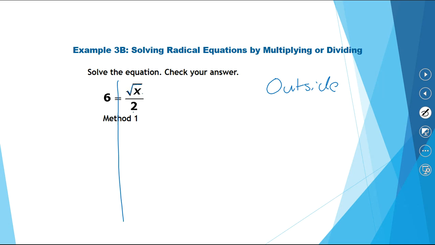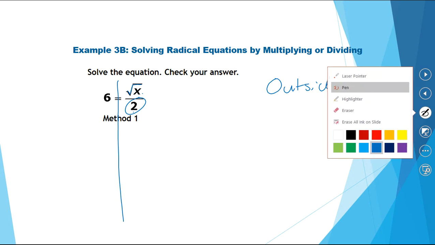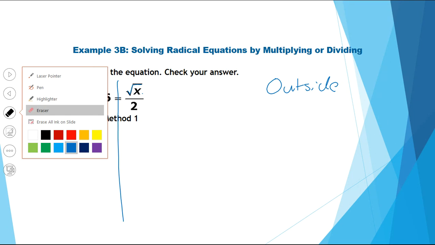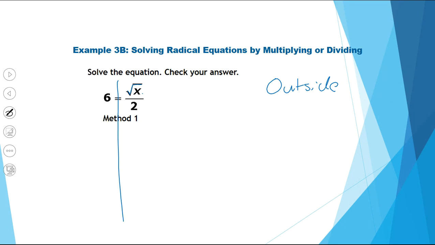However, this 2 is not inside the square root. The 2 is on the outside, so we're going to have to remove this 2. So now we ask ourselves, what are we doing with 2? What's going on over there? Well, it's on the bottom. It's clearly being divided. This side we're dividing by 2. So that means if I want to remove it, I'll have to multiply by 2.